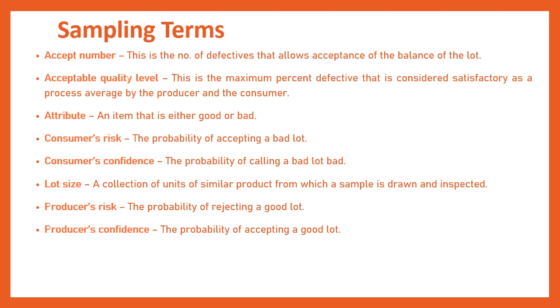Consumer's risk, the probability of accepting a bad lot. Consumer confidence, the probability of calling a bad lot bad. Lot size, a collection of units of similar products from which a sample is drawn and inspected. Producer risk, the probability of rejecting a good lot. Producer's confidence, the probability of accepting a good lot.